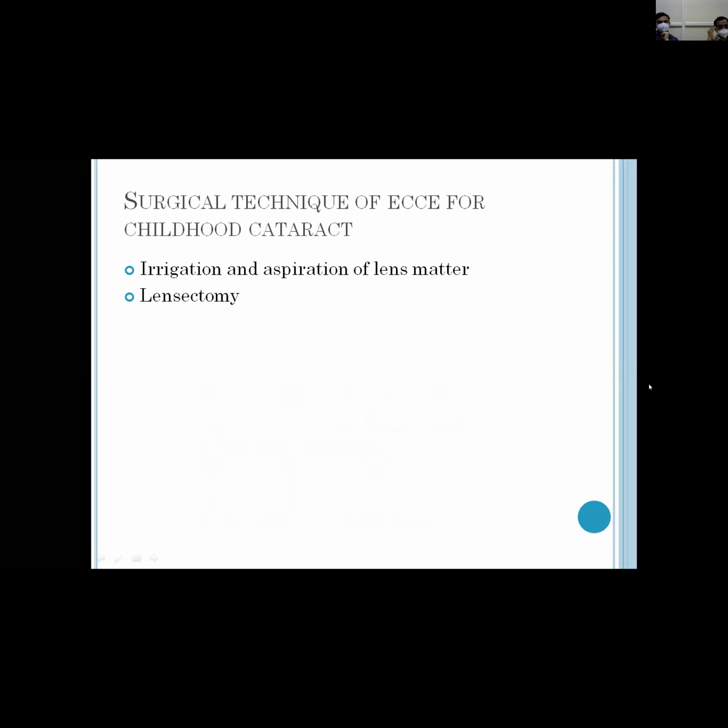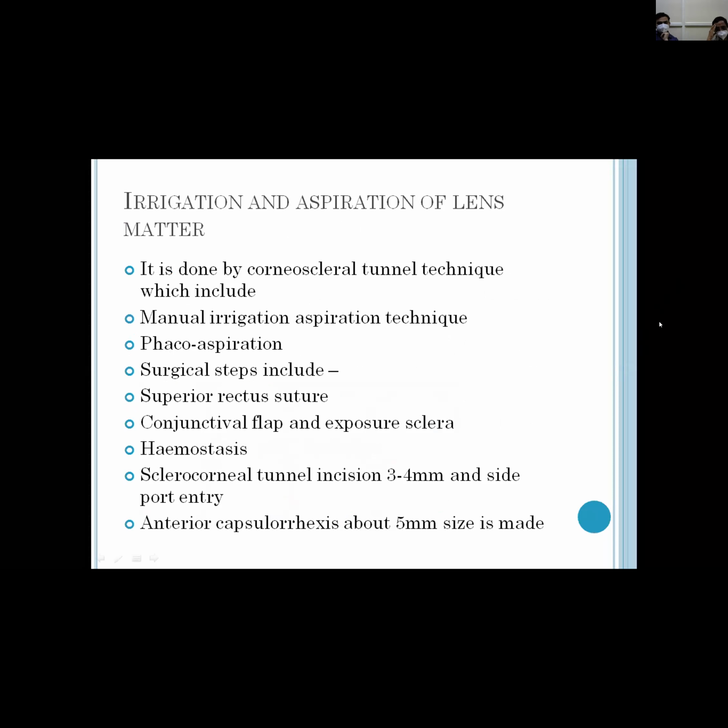Surgical technique of ECCE for childhood cataract. It includes irrigation and aspiration of lens matter and lensectomy. Irrigation and aspiration of lens matter is done by corneoscleral tunnel technique, which includes manual irrigation aspiration technique, phaco aspiration technique. Surgical steps are superior rectus suture, conjunctival flap and exposure of sclera, hemostasis, sclerocorneal tunnel incision 3 to 4 mm and side port entry.